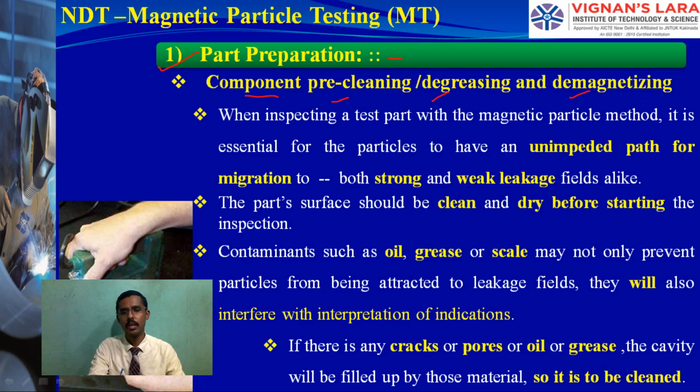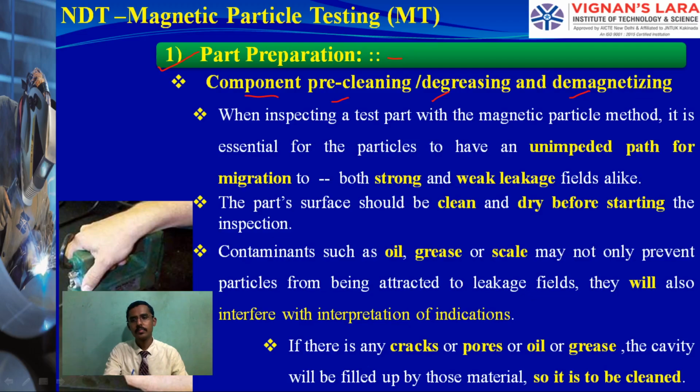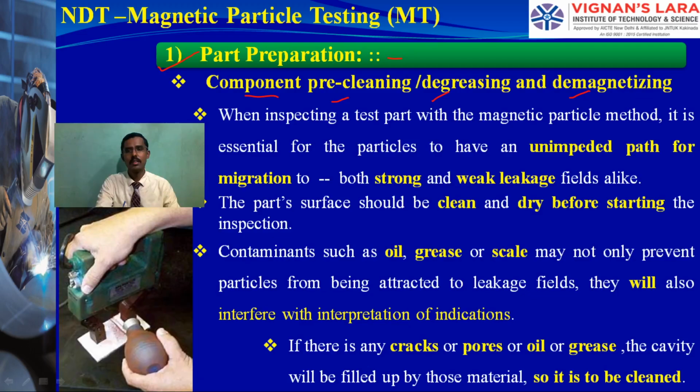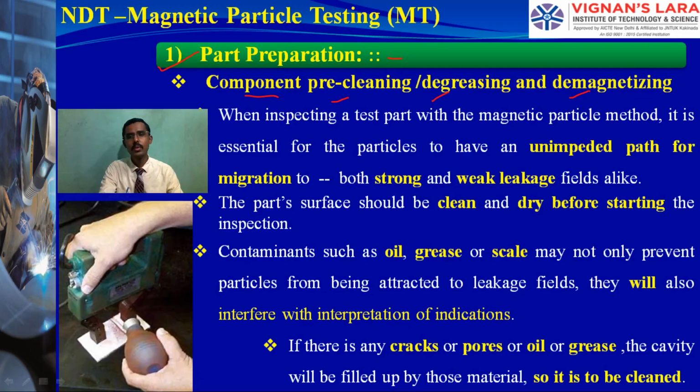How we are understanding this: the surface where we are going to do the inspection should be a very dry surface because we are using dry particles. There are two methods by which magnetic particles can be sprayed over there. One is the dry particle spraying method. The second one is the wet particle spraying method.